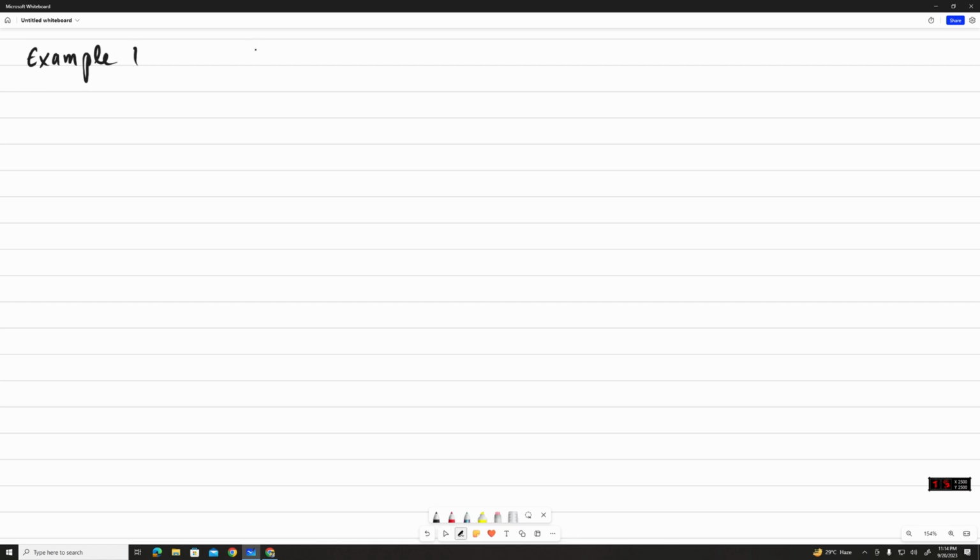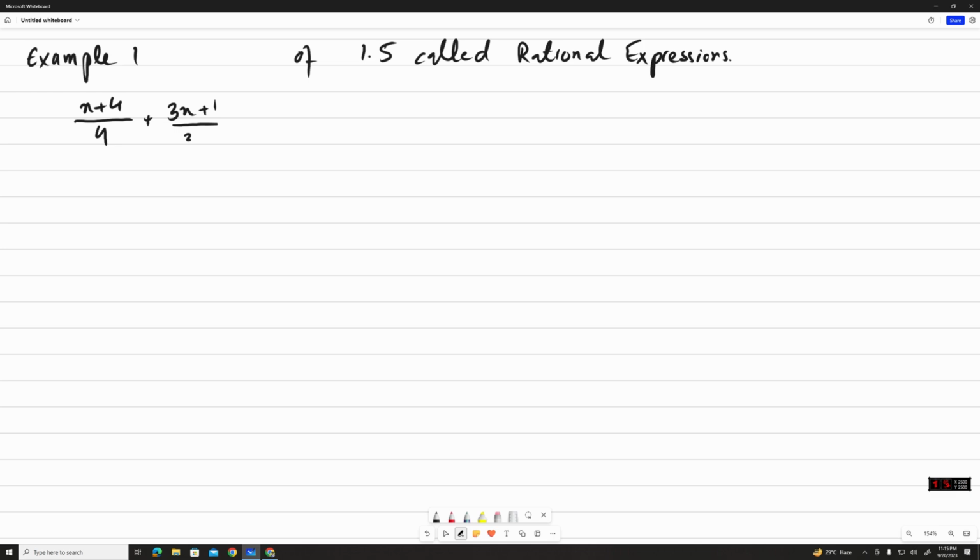Example 1 of 1.5, called rational expressions. It has a problem: x plus 4 divided by 4, plus 3x plus 1 divided by 3.